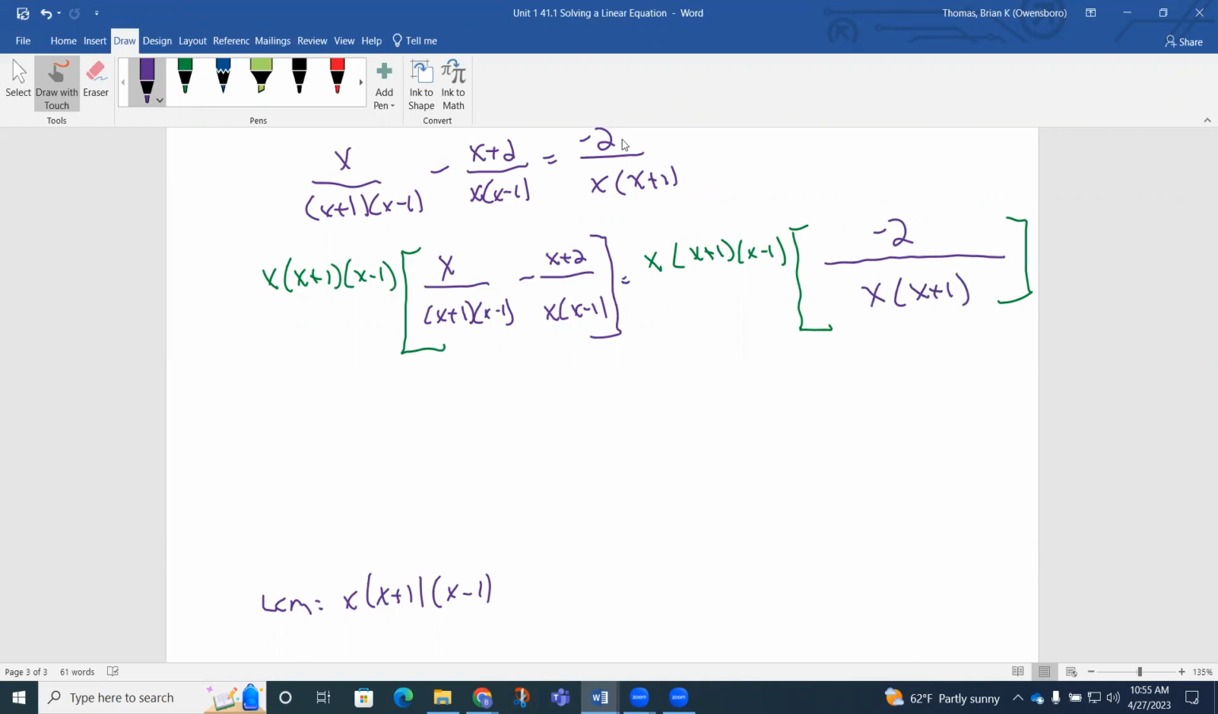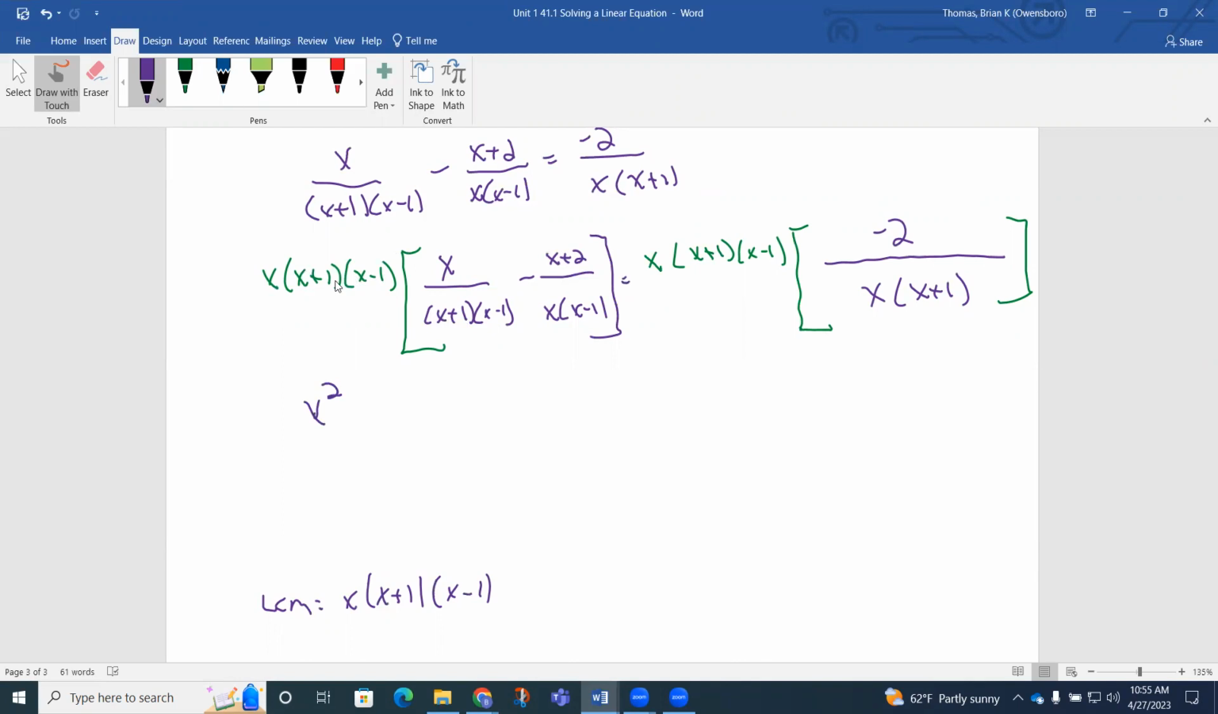So when I multiply this all out, notice we start with the bottom. This x plus 1 is going to divide out this x plus 1. This x minus 1 is going to divide out this x minus 1. So the only thing that goes through on the first piece is just x times x. That's going to give me x squared.